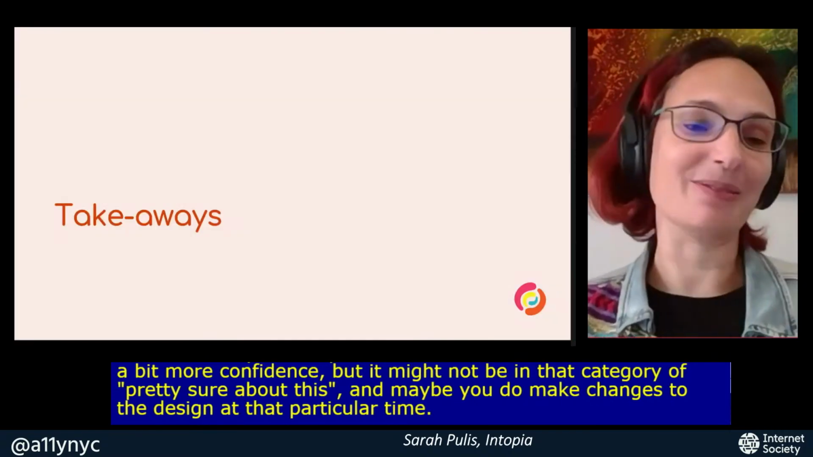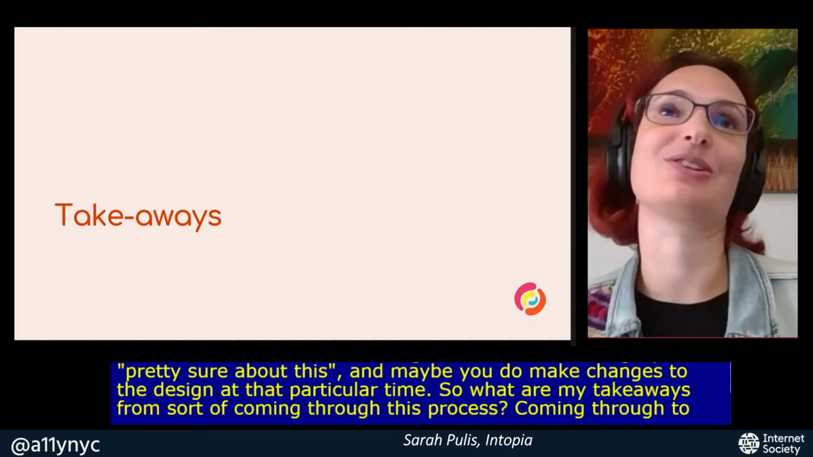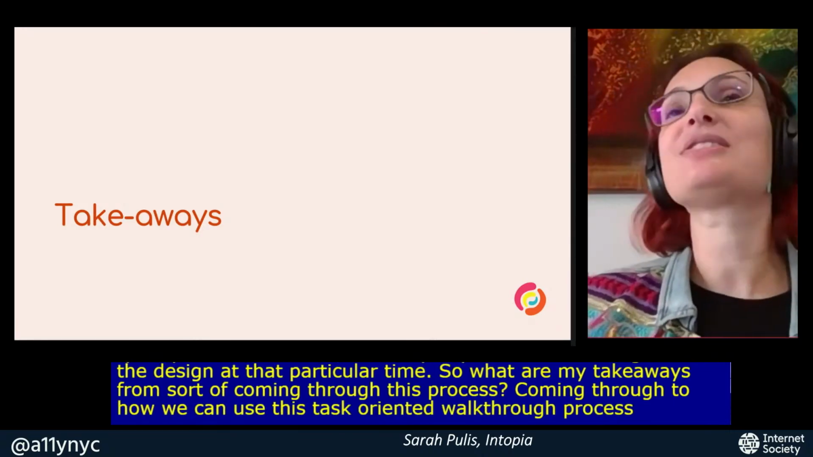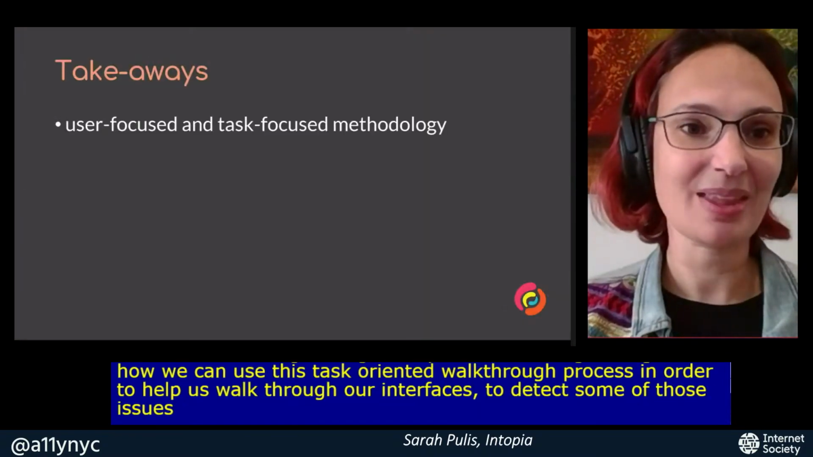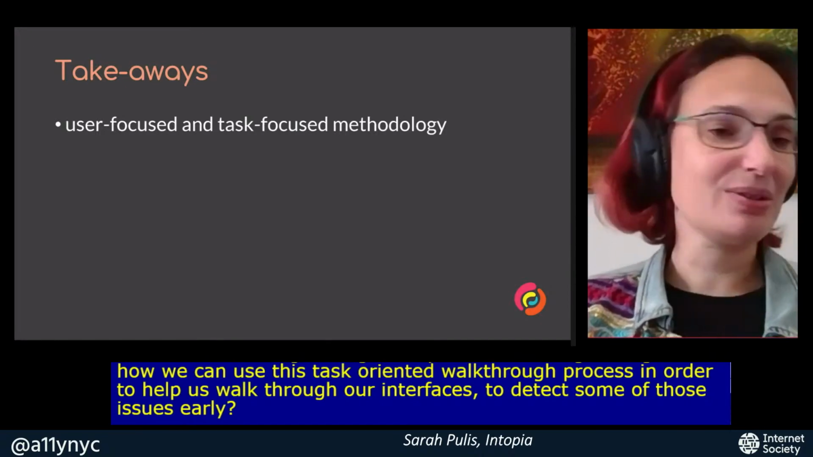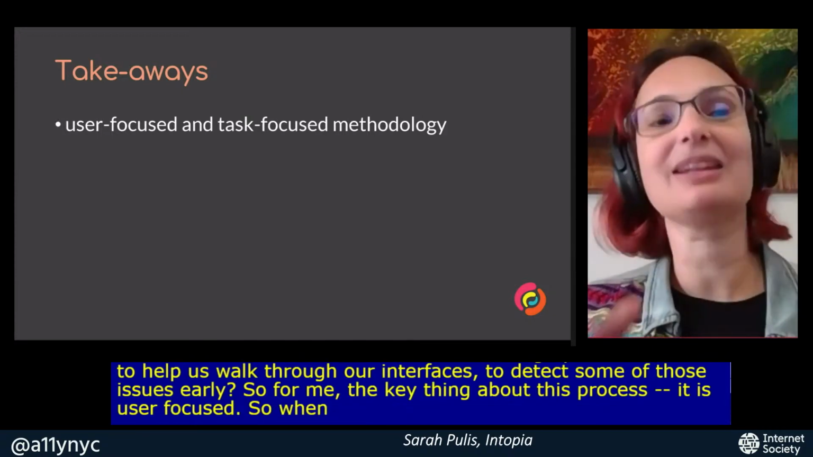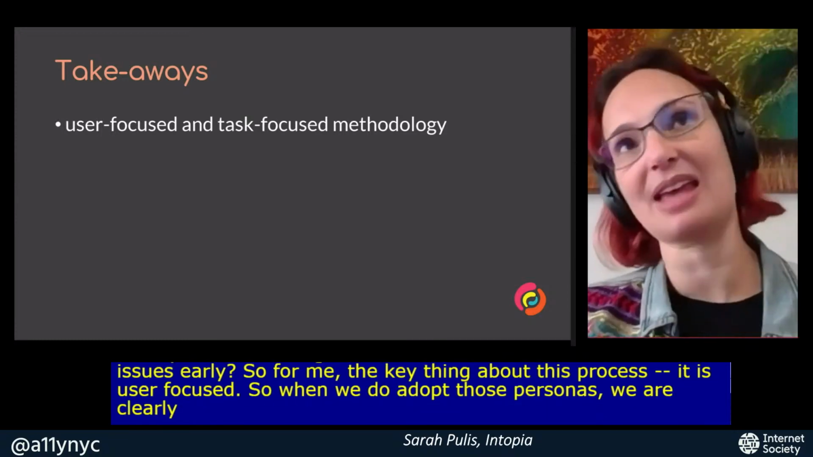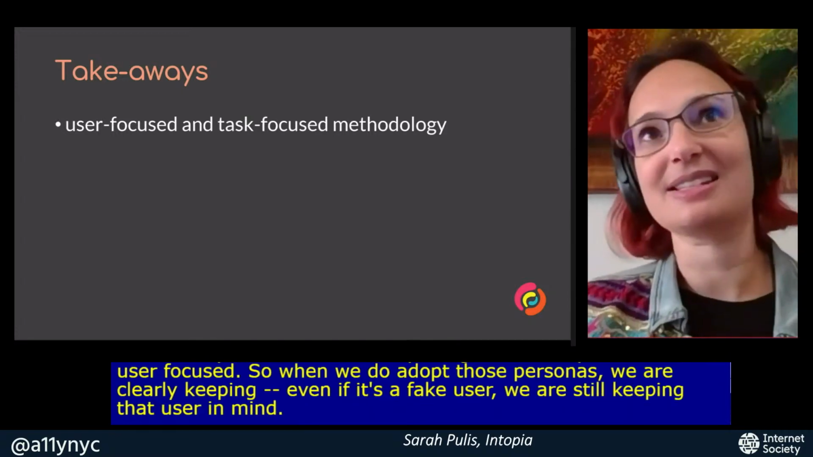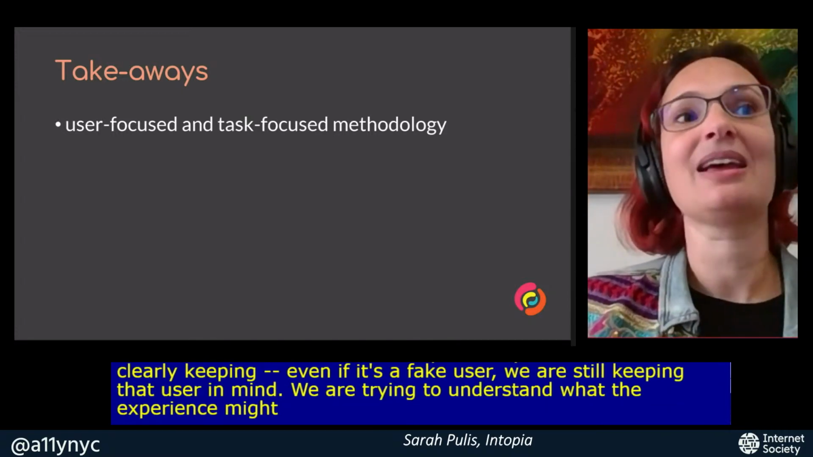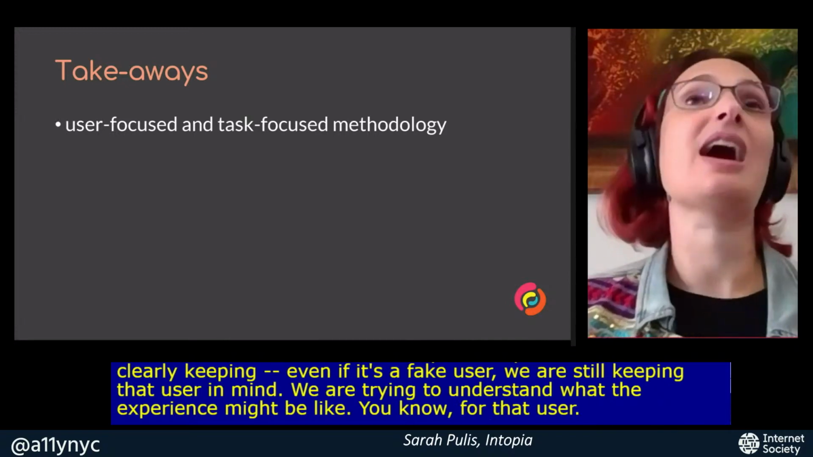So what are my takeaways from coming through this process, and how can we use this task-oriented walkthrough process to help us walk through our interfaces and detect some of those issues early? For me, the key thing about this process is it is user-focused. When we adopt those personas, even if it's a fake user, we are still keeping that user in mind. We are trying to understand what the experience might be like for that user.